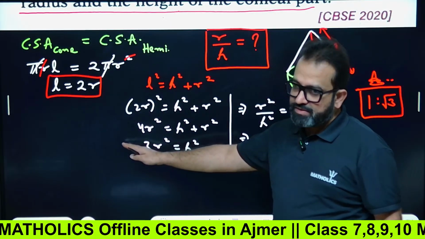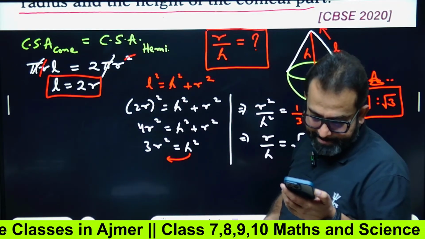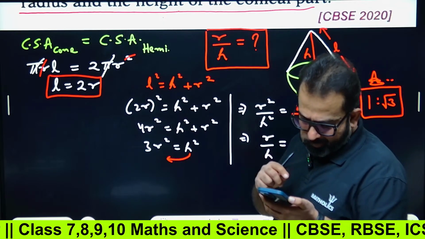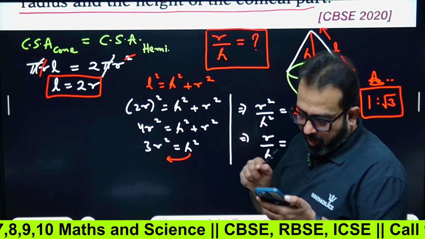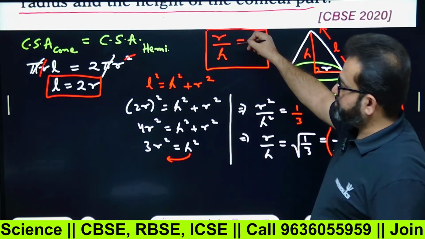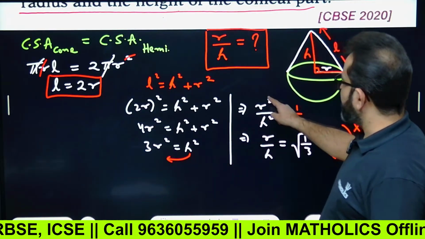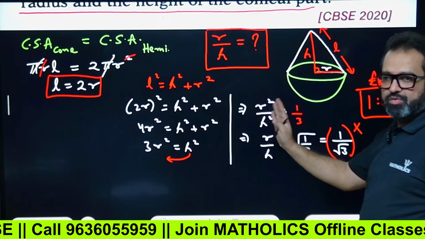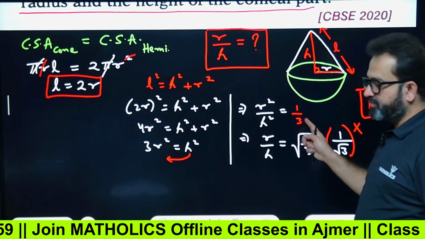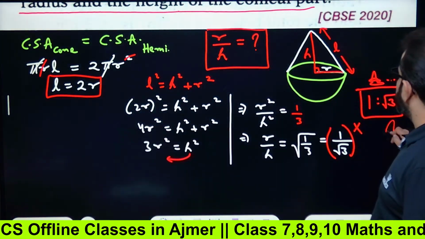r square goes to the left hand side. 4r square minus r square is what? 3r square. So 3r square equals h square. Now we have to find the ratio r by h. So h square will come downwards, 3 will go here, so it will be 1 by 3. So r square by h square is 1 by 3. Taking square root on both sides, r upon h is 1 by root 3. That means 1 is to root 3 is my final answer.